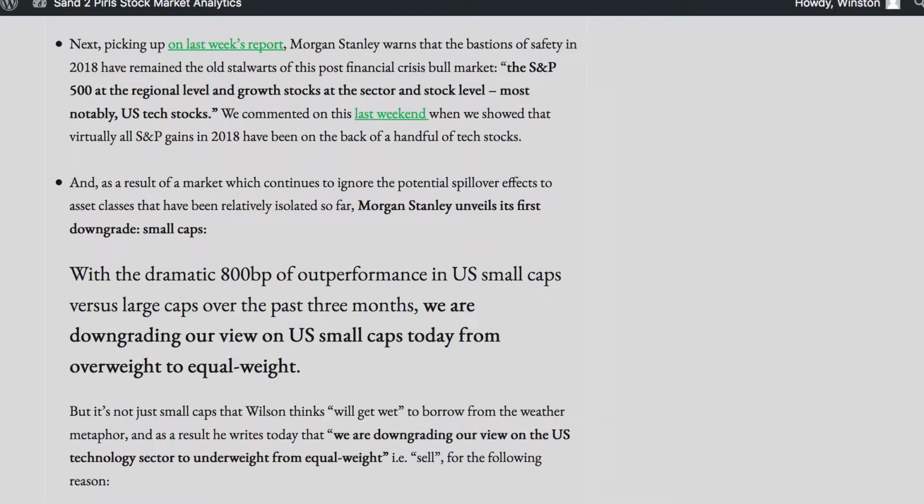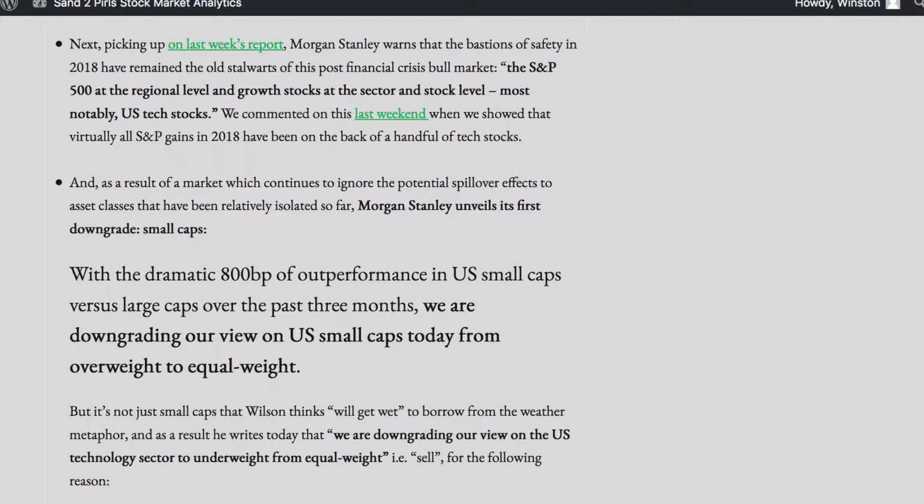Next, picking up on last week's report, Morgan Stanley warns that the bastions of safety in 2018 have remained the old stalwarts of this post-financial crisis bull market. Quote, the S&P 500 at the regional level and growth stocks at the sector and stock level, most notably U.S. tech stocks, close quotes. We commented on this last weekend when we showed that virtually all S&P gains in 2018 have been on the back of a handful of tech stocks.